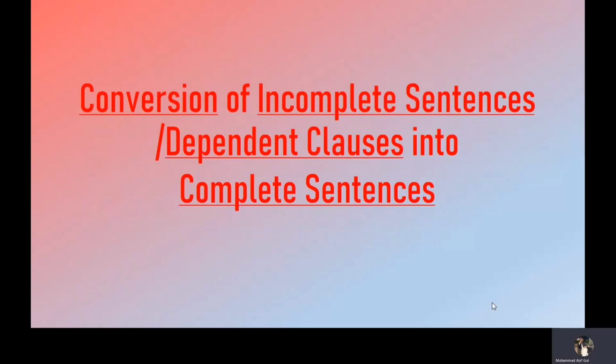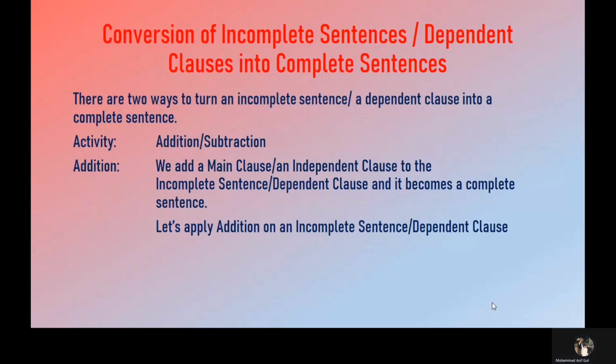This is very easy. We will be learning to convert an incomplete sentence, or a dependent clause, or a subordinate clause, into a complete sentence. Let's see. We will be using an activity called addition subtraction. There are two ways to turn an incomplete sentence into a complete sentence, and the activity we will be using is known as addition subtraction.